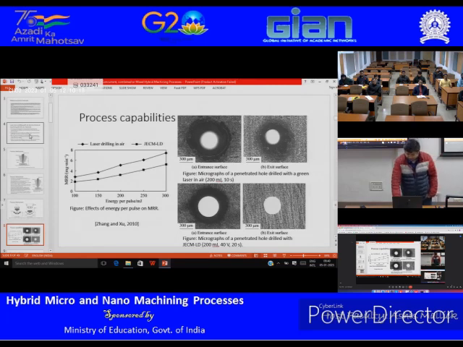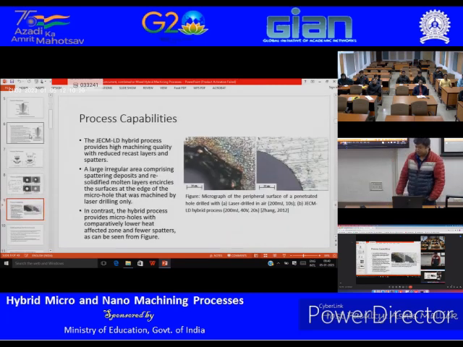But I think I really like this picture. This picture really tells the effectiveness of the process, right? So here you see the recast layer, and then you see the slightly red heat affected zone, and you can actually remove all the recast layer and that heat affected zone by the hybrid process, right? And it has a very clear edge, right? So that clear edge definitely proves the effectiveness of the hybrid process, okay?